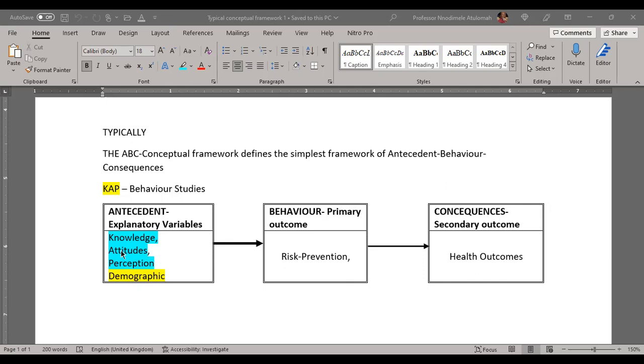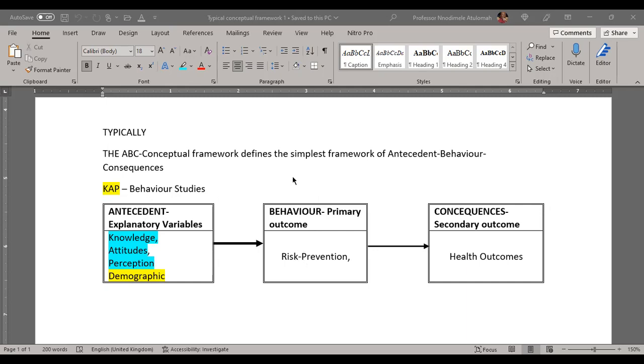Antecedent knowledge, antecedent attitudinal disposition of the at-risk population, antecedent perceptions of the at-risk population, including the demography, will precede the risk prevention practice. So the KAP research is a diagnostic research, common for public health research. Okay, so the behavior is the outcome variable, risk prevention or risk practice. So it's either risk prevention or risk practice.